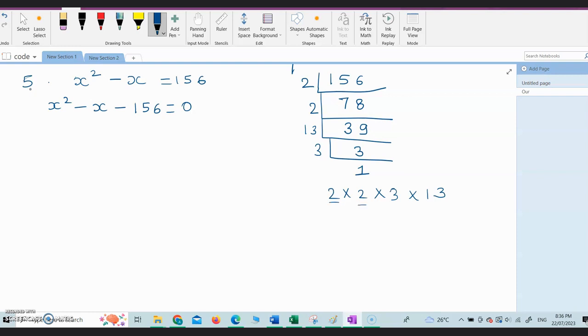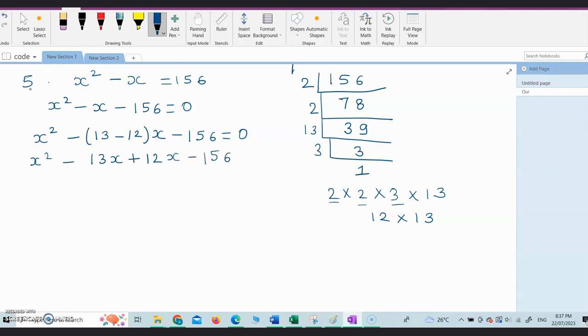2 into 2 is 4, 4 into 3 is 12. So basically this is 12 into 13. And if we subtract 12 from 13, we will get 1. So now we will put the values over here. x square minus 13x plus 12x minus 156 equals 0.